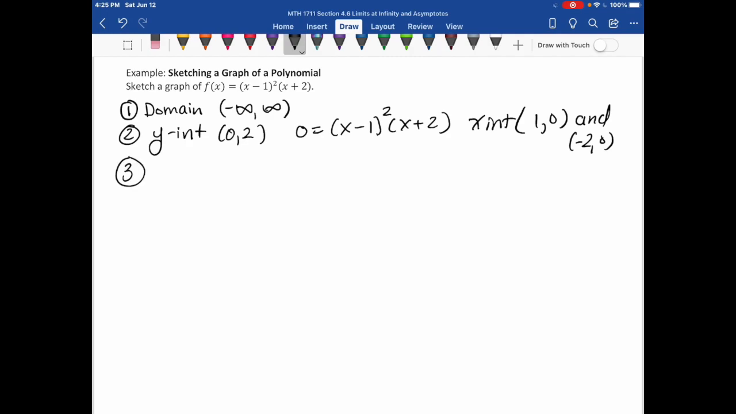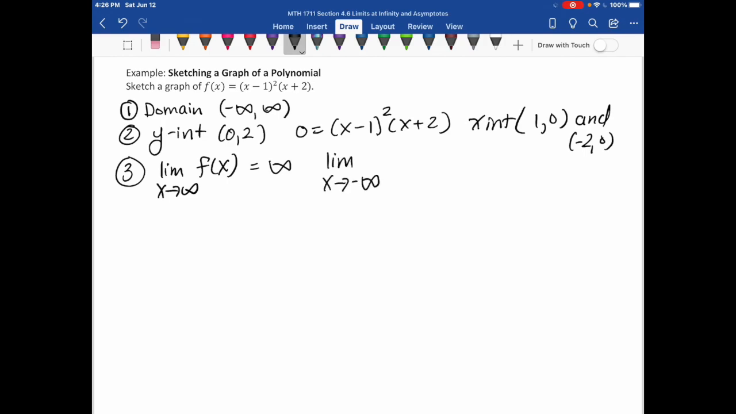Step 3, we're going to evaluate the end behavior. So we need to find the limit as x goes to positive infinity and x goes to negative infinity. So as I pick really, really large numbers of x that are positive, like say 1,000,000 or 2,000,000, as I plug those values in for x, they're going to be growing without bound. So I can say that the limit as x approaches infinity of our function is infinity.